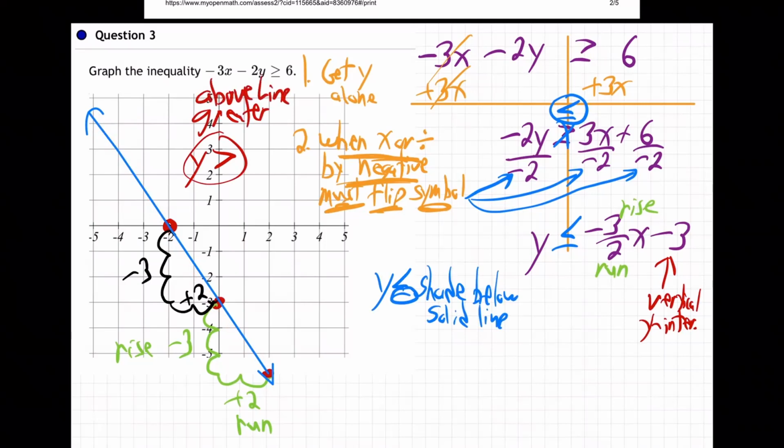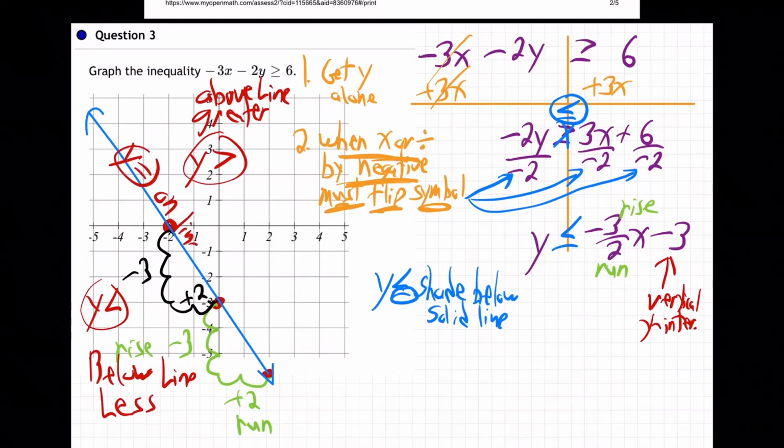Above the line is the greater. Down here is y less. This is below the line, less. And then the stuff right on the line is y equals, on the line, right? So what are they saying we have? Well, we have less than or equal.